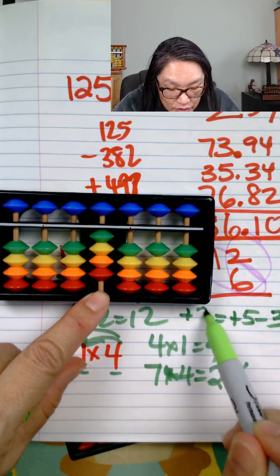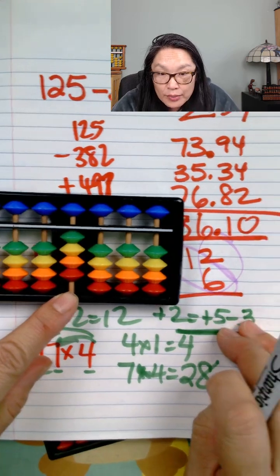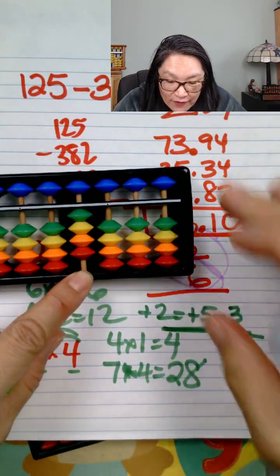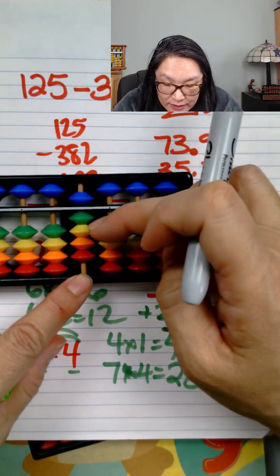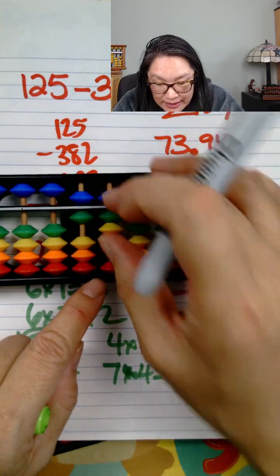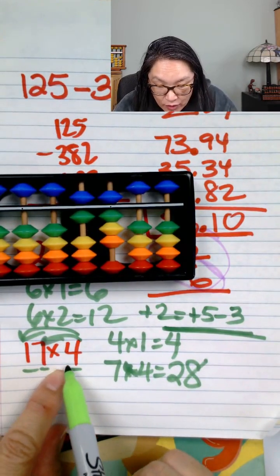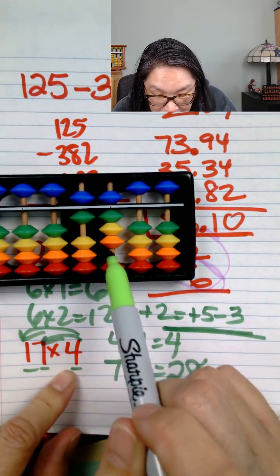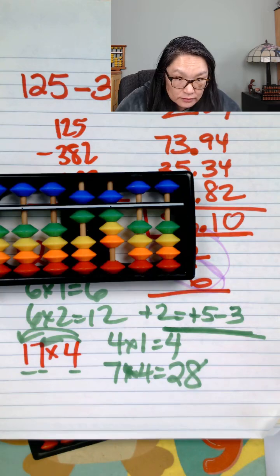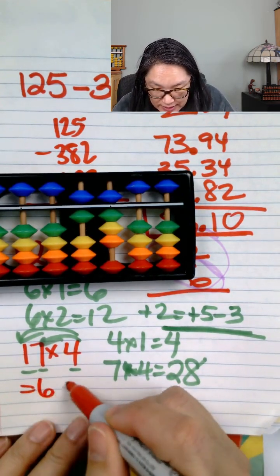Because I want to add the 2. So this is where we have to remember our plus 5 formula, right? Plus 5 formula is plus the 5 minus the 3. And then don't forget to add my 8. So I add my 8 here. So my answer is 17 times 4. My answer is 68. Did that make sense? Answer is 68.